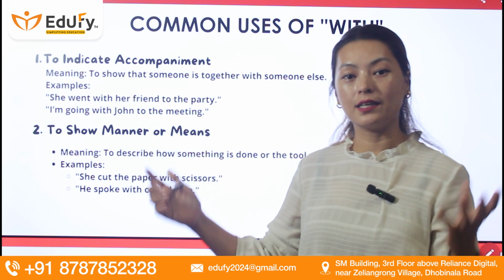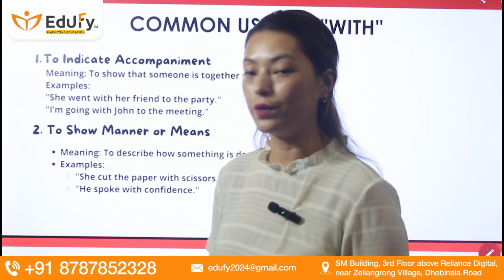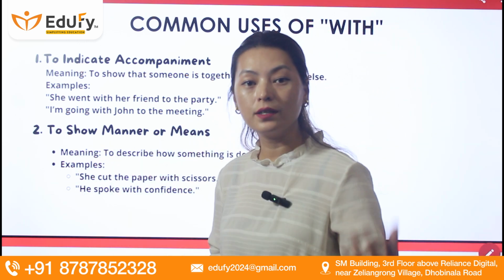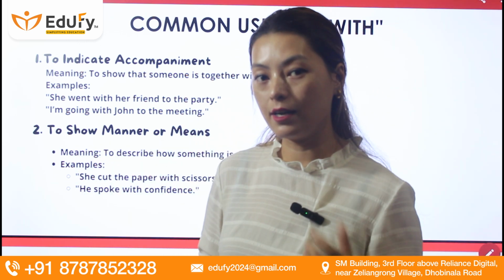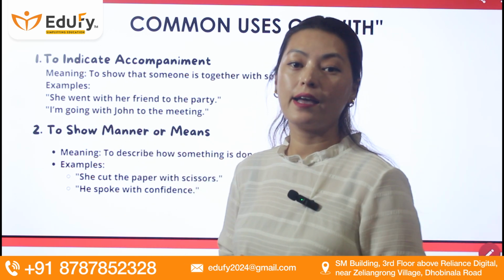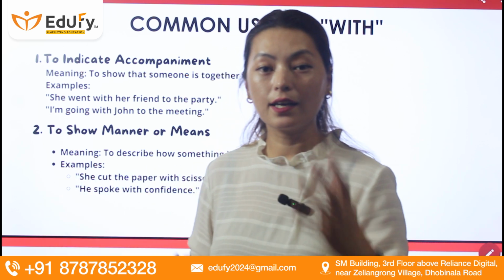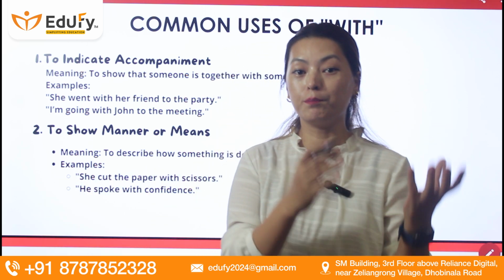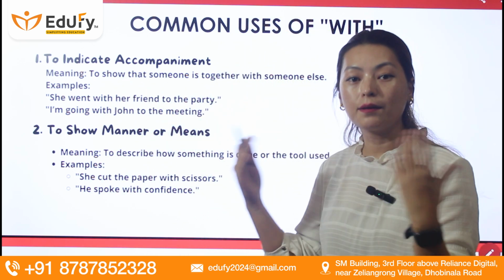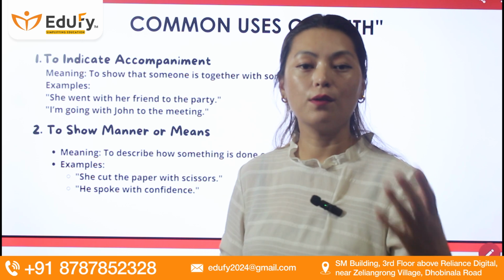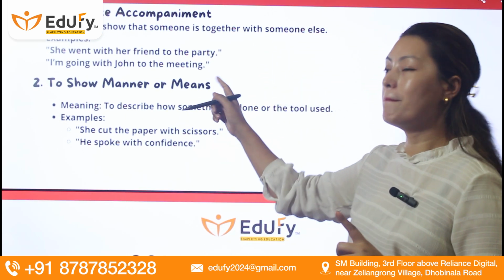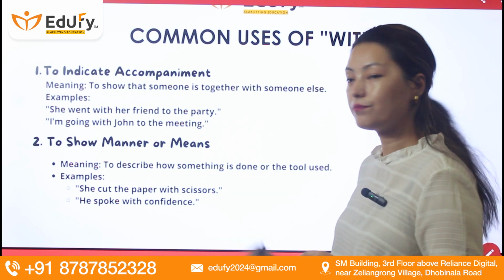So when I have that sentence, I will use the preposition "with". Again, I'm going with John to the meeting. I'm going to a meeting with a colleague. That means accompanied by a colleague. So therefore, "with" will be used in this sentence. If I say, I had biscuits with coffee, again I am talking about the accompaniment of a biscuit with a coffee. So whenever we want to show something that is an accompaniment with another, I will use the preposition "with".